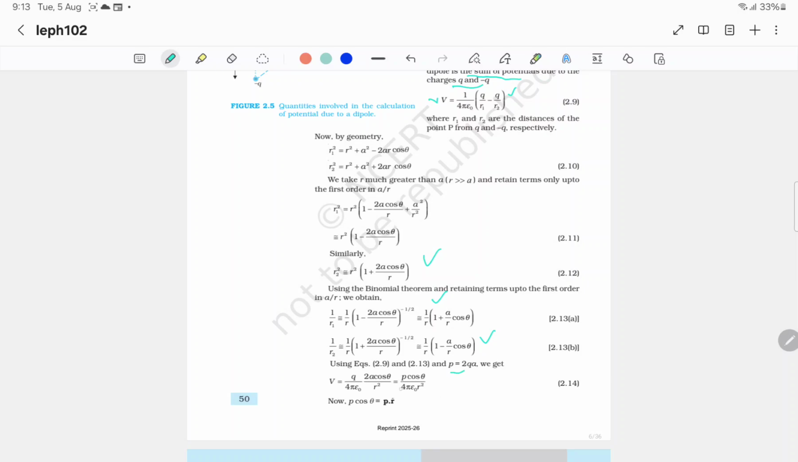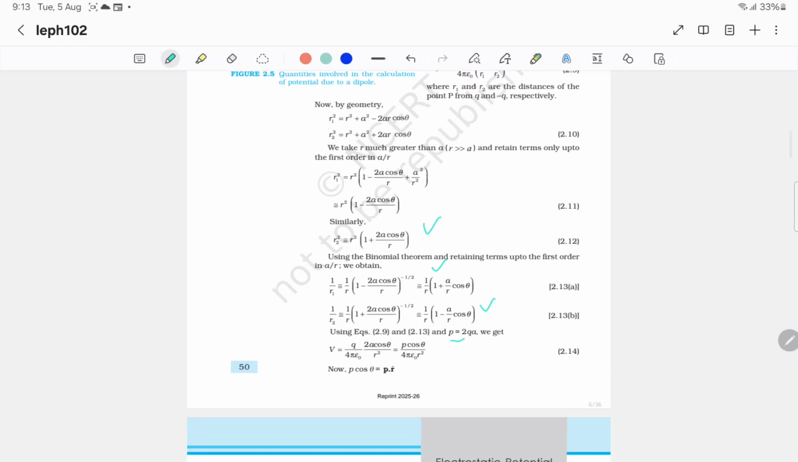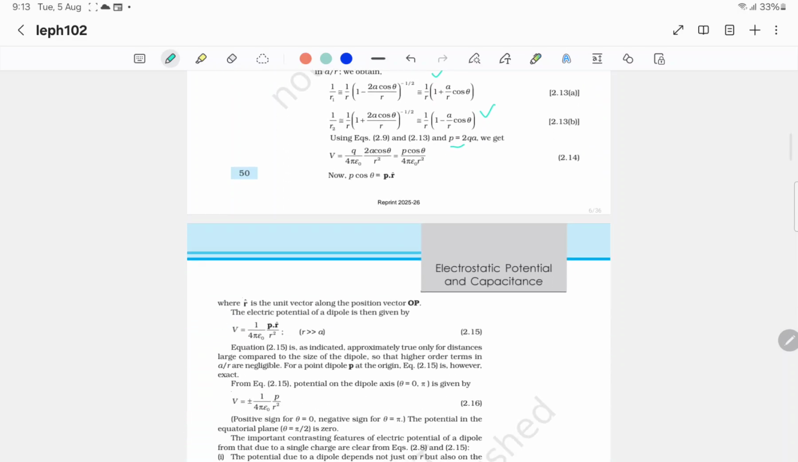to 2qa, we get V is equal to p cos theta upon 4 pi epsilon naught r square, that is, p cos theta, or p dot r cap, where r cap is the unit vector along the position vector OP. The electric potential of a dipole is then given by this. Equation 2.1 is approximately true only for distances large compared to the size of the dipole, so that higher order terms in a by r are negligible.